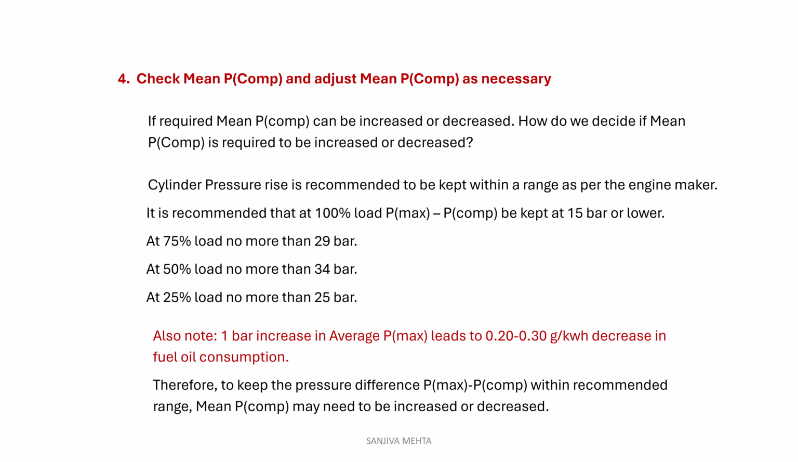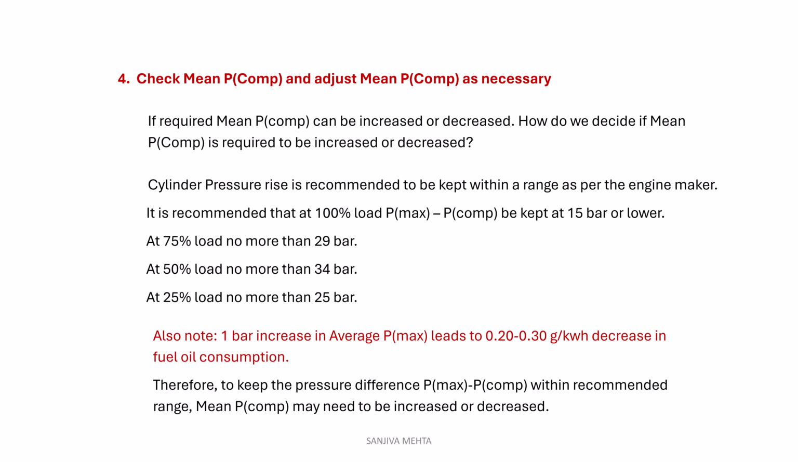On average, the higher the load, the lesser should be the difference between Pmax minus Pcom. Normally it is around 15 bar for these engines, because they are actually the same as the SMC engine, the conventional engine. A conventional engine also has to keep the same pressure difference, but its adjustment becomes too difficult, isn't it? Compression pressure you cannot adjust. So at 75% load, the difference can be 29 bar. At 50% load, it can be 34 bar. At 25%, again it becomes lesser. It should be more than 25 bar.